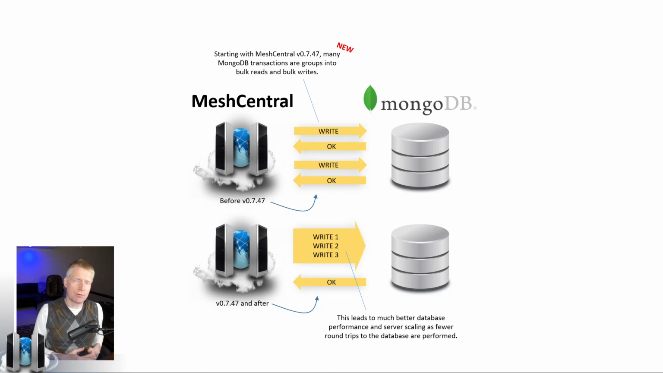Another way that MeshCentral scales well is that when activated, MeshCentral can bulk read and bulk write to the database. So think about it as a way for MeshCentral, instead of doing one write to the database and waiting for an OK and then doing another write, to bunch a lot of writes together and make a single request and get a single OK from the database for all those writes. So it's much more efficient, and as you scale to a lot of devices, this becomes important for server performance.